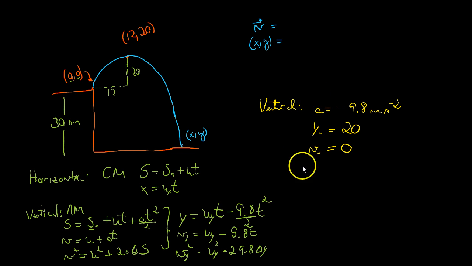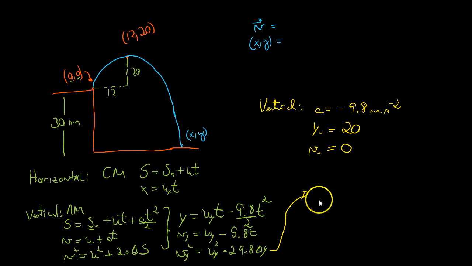What equation can we use? We have no information about time, so we cannot use the first one, nor the second one. But we can use the third one. The only unknown here is uy, and we actually want to find out uy. So let's use this one here.